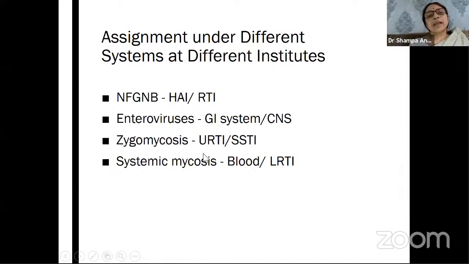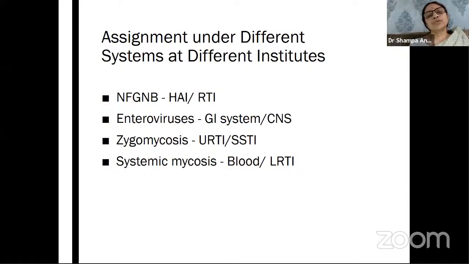Then this slide again shows that the same organisms can be assigned different systems in different institutes. Like non-fermenting gram-negative bacilli, Pseudomonas and Acinetobacter can be kept under hospital-acquired infections or in respiratory tract infections. This is just an example. It could be kept anywhere else also. Or enteroviruses, we felt they are actually in the CNS, but they are entero, so they could be in the GI system. Zygomycosis, we thought it should be in skin and soft tissue. Some people said no, it is in the upper respiratory tract. Or systemic mycosis, we thought it is in the lower respiratory tract, but it could also be in the blood because it is a systemic infection. So this way, again, it is confusing.